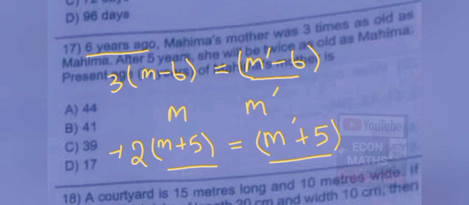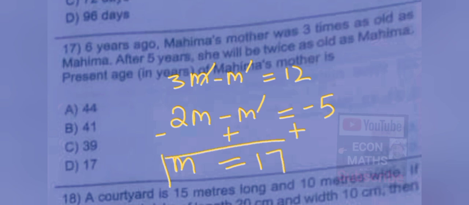So we are here with two equations. When solving this equation, we will get 3m minus m dash is equal to 12, and when solving this equation, we will get 2m minus m dash is equal to minus 5.